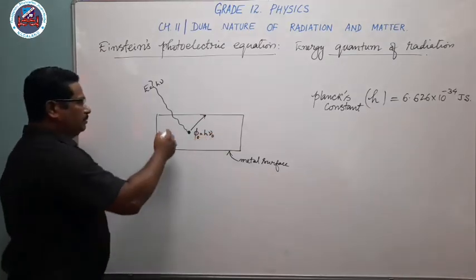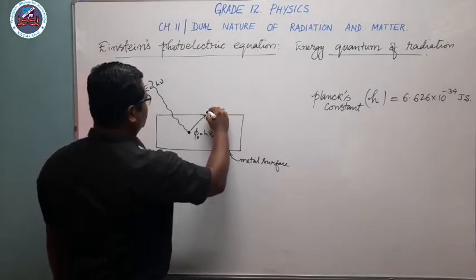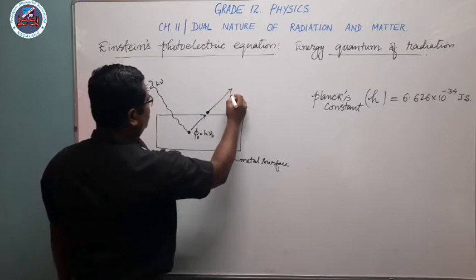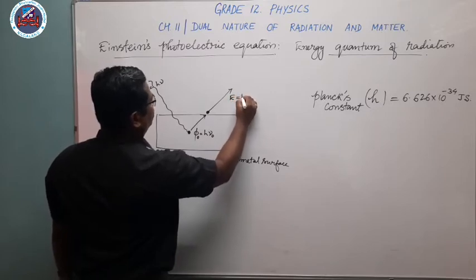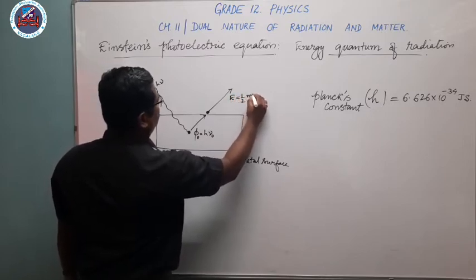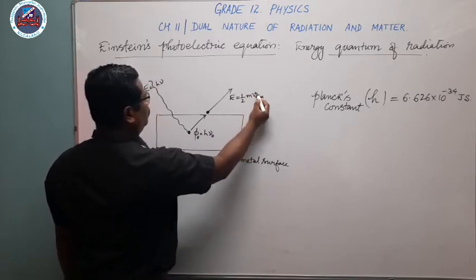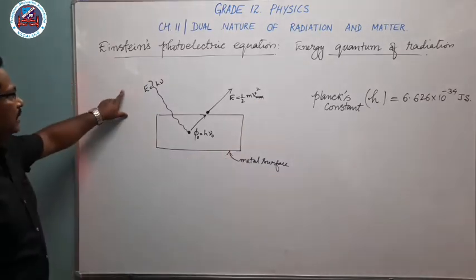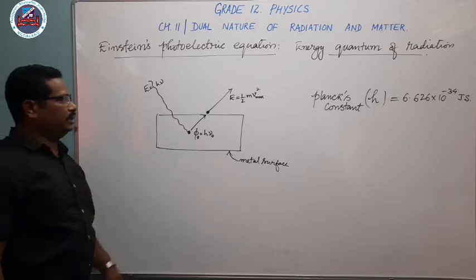And the second part of the energy is used to give this electron the velocity with which it will come out, and with that velocity we get the maximum kinetic energy, also we say v maxima. Kinetic energy formula is half m v square. So this equation that is given by Einstein, we call it Einstein's photoelectric equation.